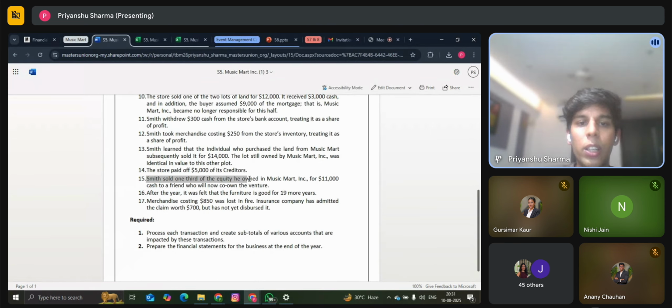So Smith has sold one-third of the equity he owned for 11,000 cash to a friend who will now co-own the venture.